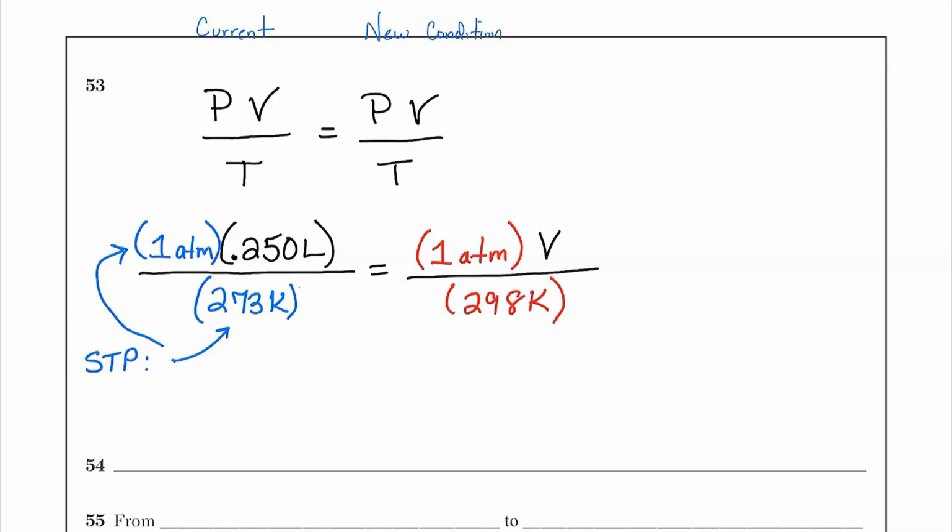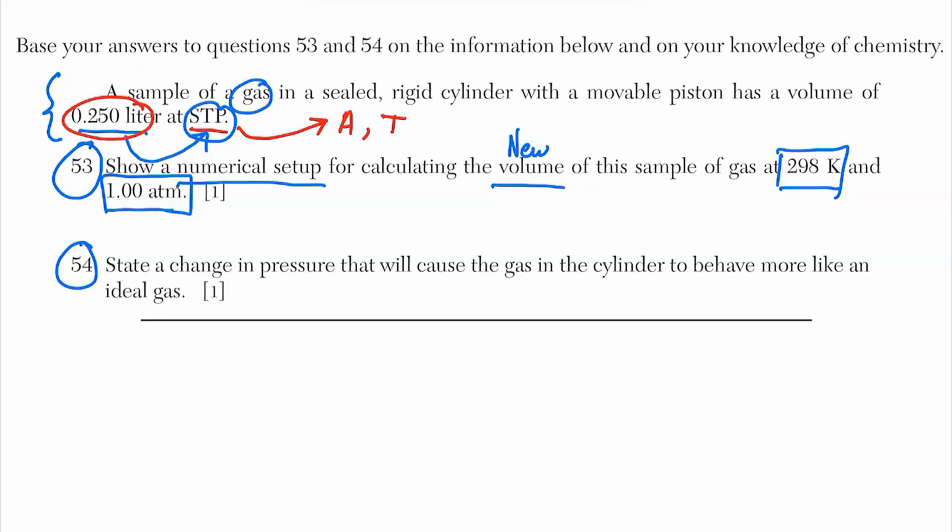So on to number 54. State a change in pressure that will cause the gas in the cylinder to behave more like an ideal gas. So what is an ideal gas? Well, an ideal gas is a gas that doesn't exist. There are conditions we call ideal, which means if it acts under this set of conditions, it would follow our gas laws perfectly. So what are these conditions?